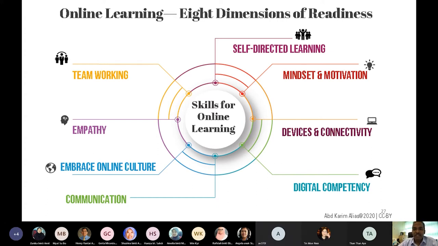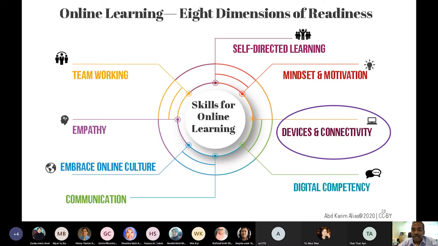Devices and connectivity. Yes, very true. Devices and connectivity is one of the crucial things. Another person also answered the same thing. If you look at all the other dimensions, they can be controlled by the participants. But devices and connectivity, sometimes they cannot control. If they are unable to achieve the connectivity, then you are nowhere. You cannot do that.